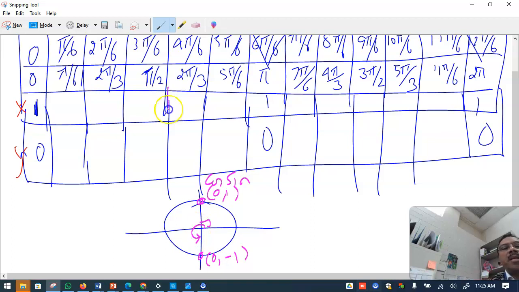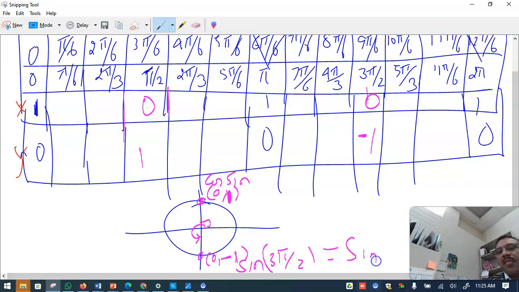So cosine of pi by 2 is 0, and not only this, even cosine of 3 pi by 2 will also be 0. But sine of pi by 2, that means sine 90, is 1. And this one is minus 1, because sine of 3 pi by 2, which is sine of 270 degrees, is minus 1. So this is how you fill it up.